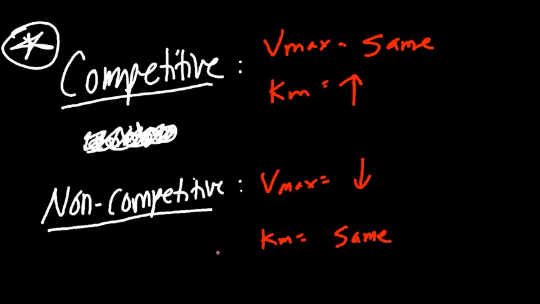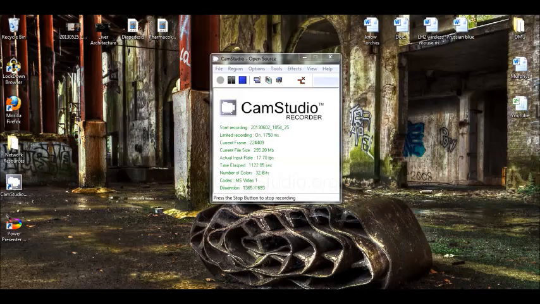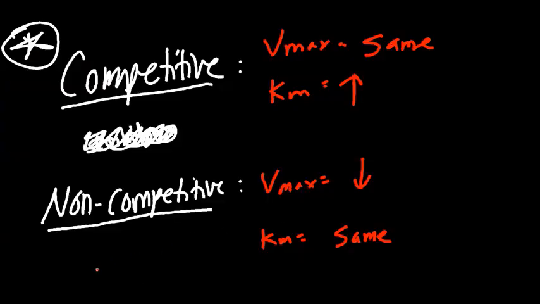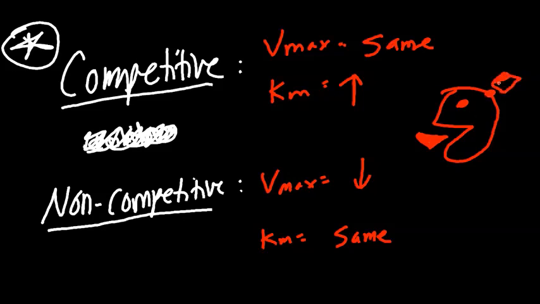Now let's take a look at this. We've got our Km. Now our Km is going to stay the same for a non-competitive inhibitor. The active site is still going to be normal. Our active site will still bind that substrate, so we've got our Pac-Man here. It'll still bind that substrate at its active site, and it'll bind it at the exact same rate, except the inhibitor over here, that square, is blocking Pac-Man from actually converting this to product.